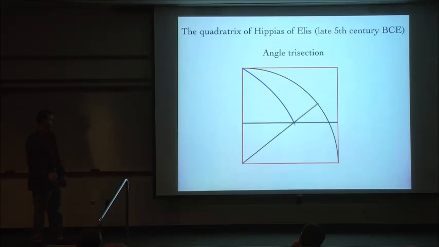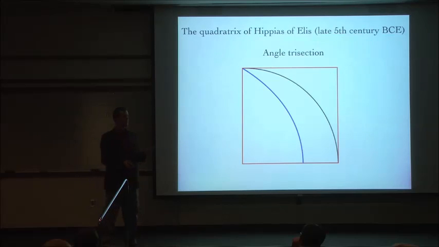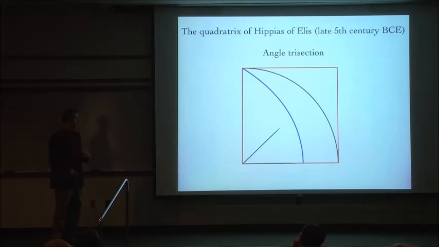So this is going to fall down like this. Okay? So that is the quadratrix. So what Hippias of Elis said is, if you give me a compass and straight edge and this quadratrix, I can trisect any angle. And actually, when you see the solution, you'll see it was sort of specifically made for this purpose, right? So here's our angle. Let's say we want to trisect this angle theta.